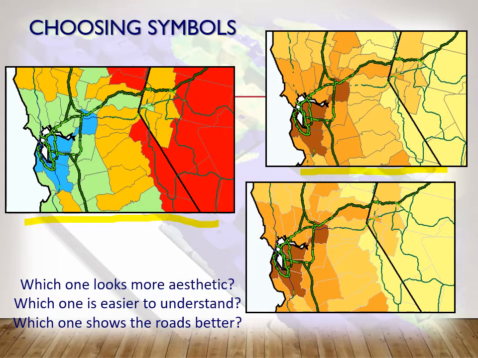But one issue is that the boundaries of the counties may look like they're a little too dark because it also starts to look like roads. So I would probably choose the one on the bottom right, where you have a lighter boundary for the counties. You have red for the populations that are higher than the other counties, and you have the roads that show up a little bit better.